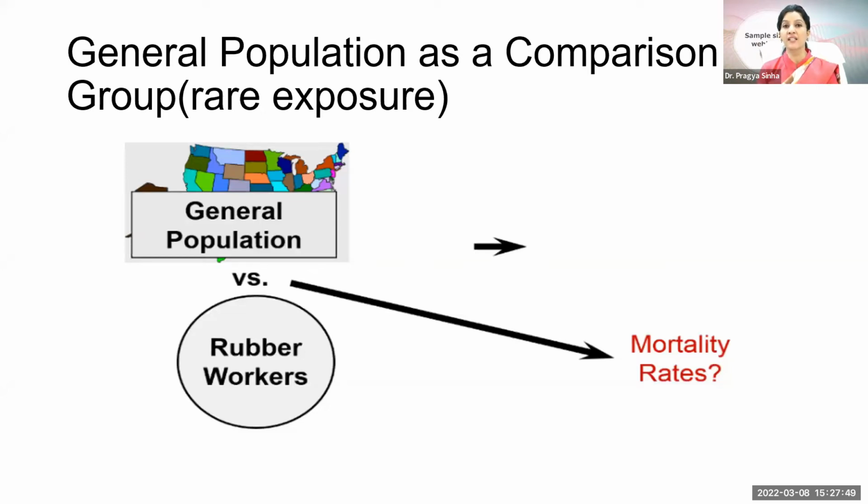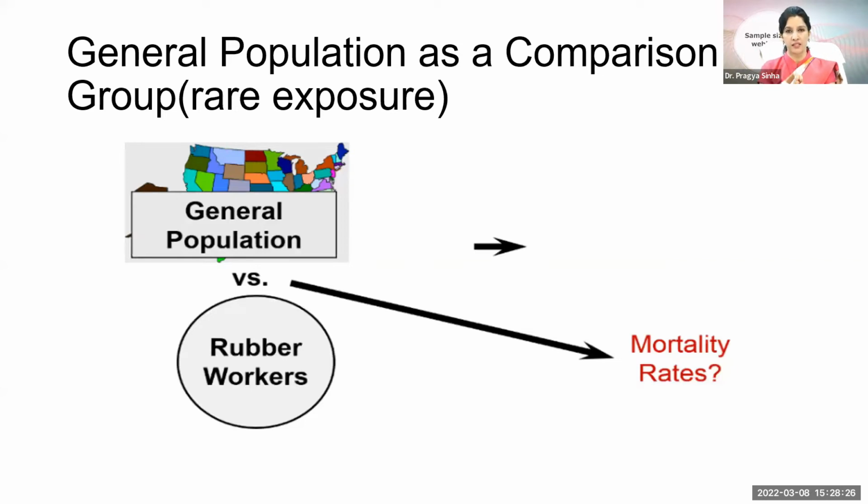So in that case, we define an effect known as the healthy worker effect. I think many of you have heard this term, healthy worker effect. So what is this healthy worker effect? The occupational group which you are taking as an exposure is healthier than the general population because of their occupation. So there may be some wrong calculation of risk because of this confounding. So this is the example of the general population as a comparison group.